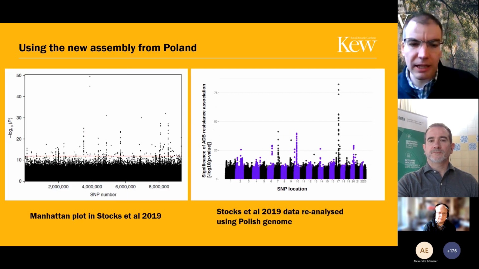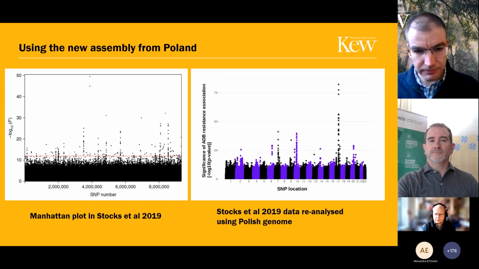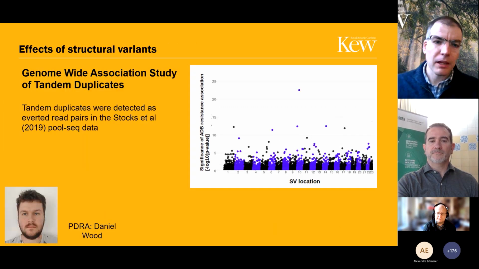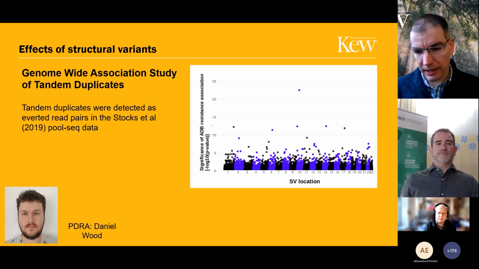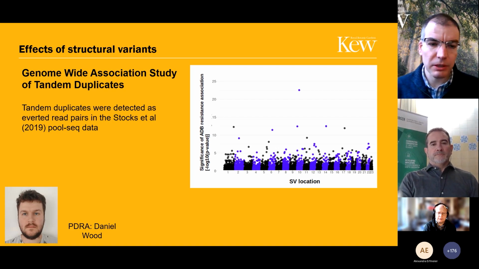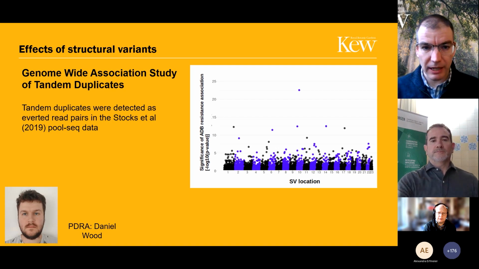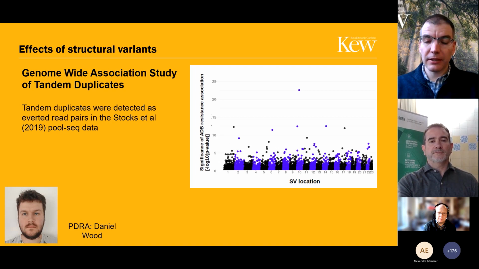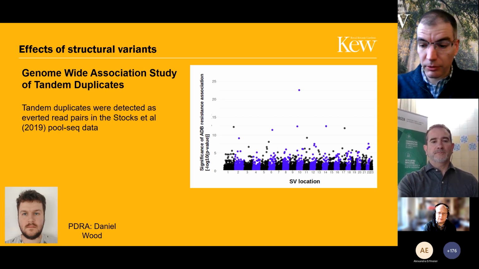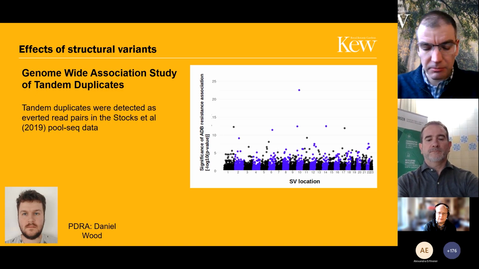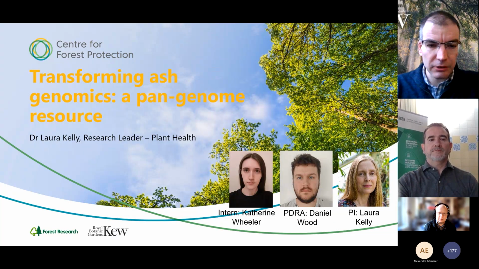Here's a comparison between our original Manhattan plot and the one reanalyzed using the Polish genome. You can see this, it's quite different. And so we've had a preliminary look at the effect of tandem duplications within the genome on Ash Dieback resistance. And using our Stocks et al. data, we have found some potentially significant hits where duplications within the genome are involved in the health of trees. And this is something that we're following up, as I'll tell you in the next few slides.